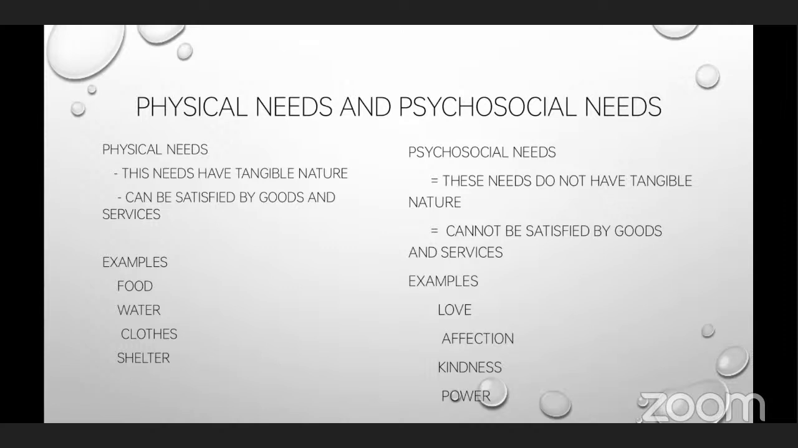Examples for physical needs: food, water, clothes, shelter. We need food for survival. We need water to survive. We need clothes to wear and to survive. We need shelter to live and survive.